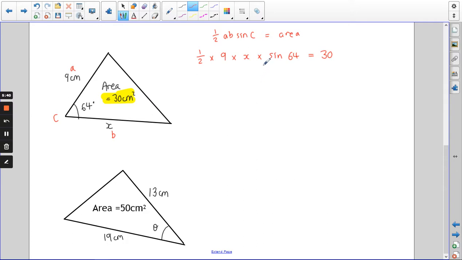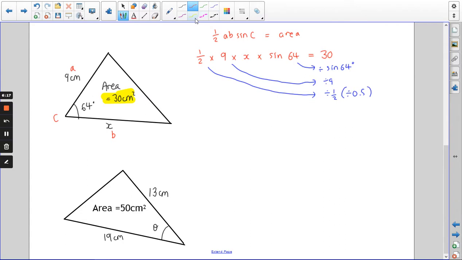We've done a lot of maths like this recently, rearranging to find a missing side or a missing angle. We need to divide by sine 64. Make sure you leave your numbers on the screen as you're doing this. So divide by sine 64, so 30 divided by sine 64, press equals. We also need to divide by 9, press equals. We also need to divide by a half, or 0.5, however you want to type it in.